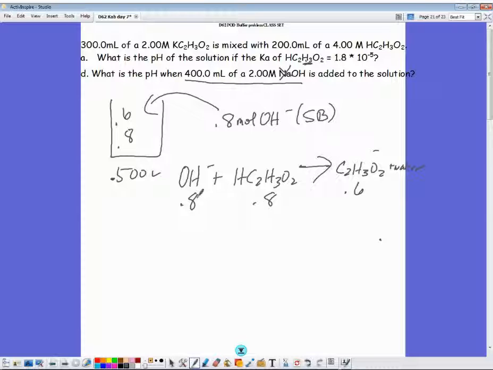Equivalence point. Why do we call it equivalence point? Because they're equal. It means complete reaction. It means in chemistry, perfection. That's what it means. They're equal. Perfection.